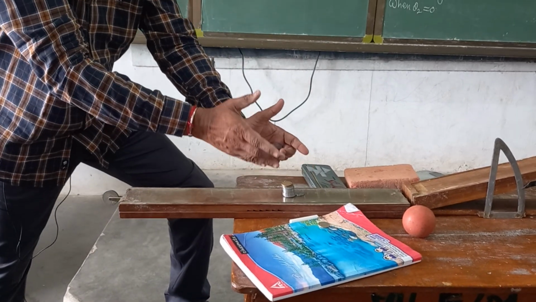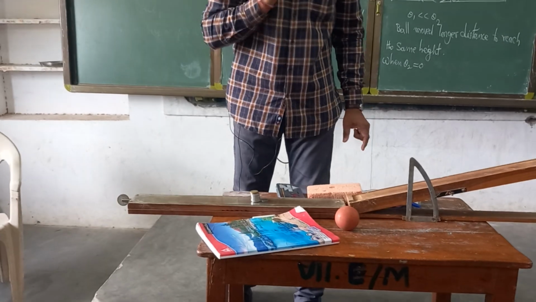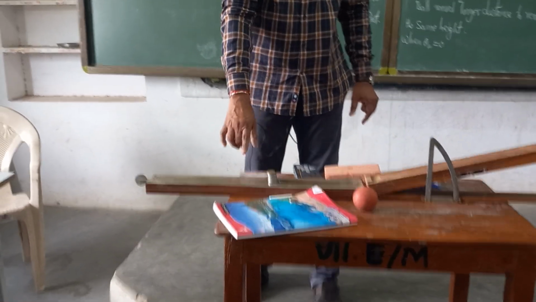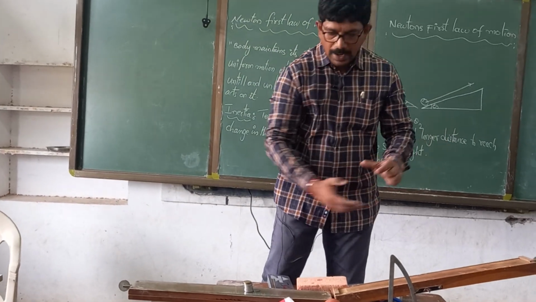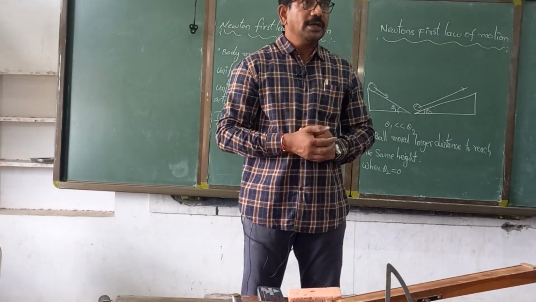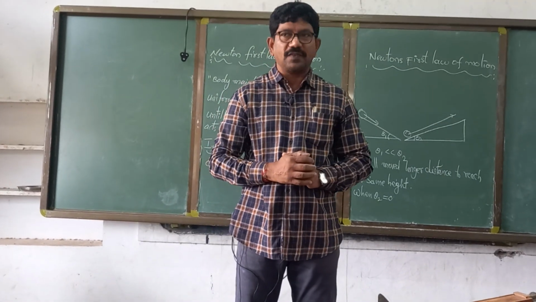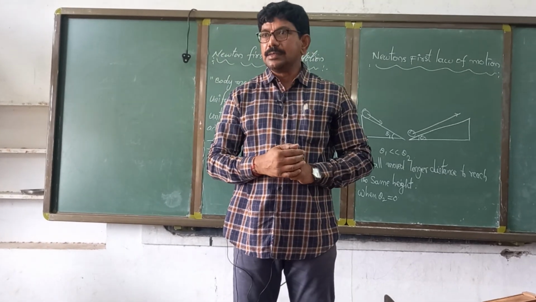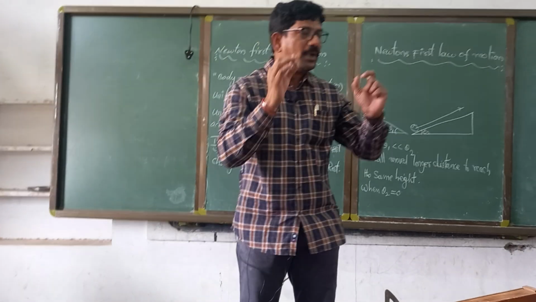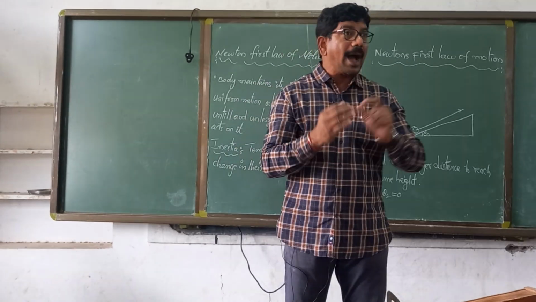The other coins maintained their state because all these coins are at rest. The original state of these coins is rest. But when I strike the bottom coin, only that coin comes out. All others maintained their state. Are you clear? So, this state is known as inertia of rest. Newton's first law discusses the state of rest or state of motion. It simply discusses what happens in the absence of force. What happens to the object in the absence of the force?